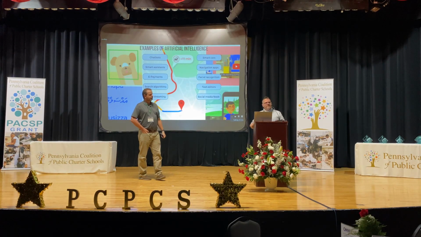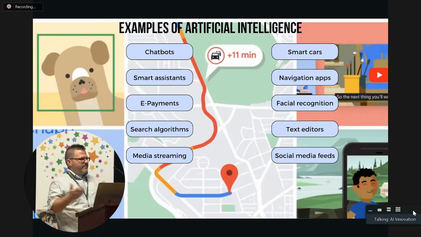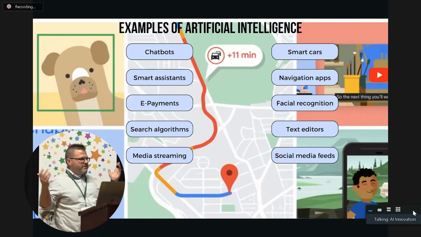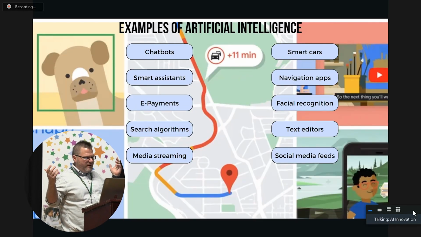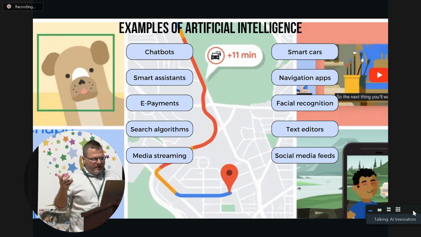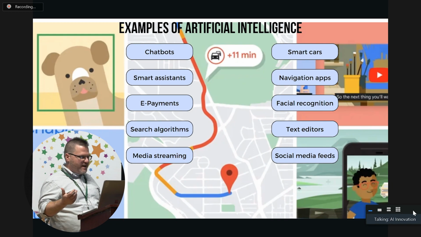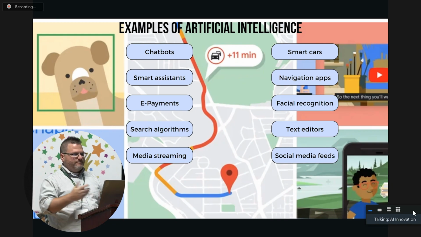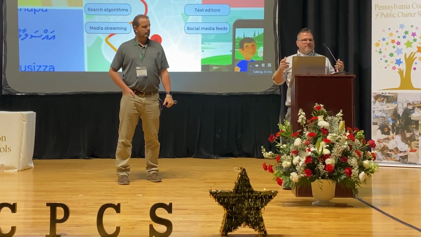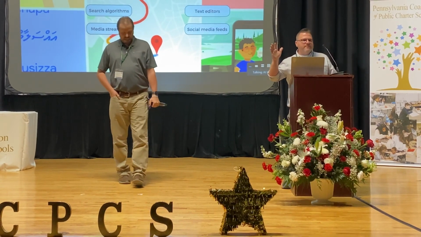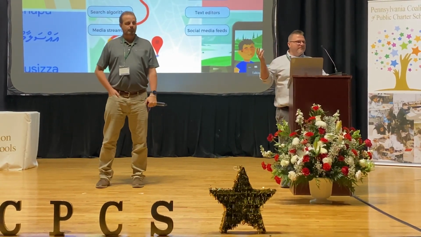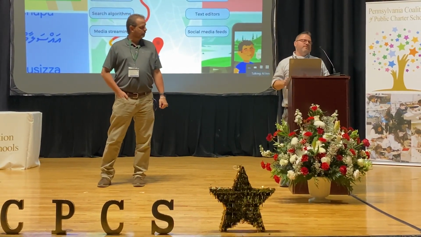So here are some examples of artificial intelligence that have been around our lives for literally the last few decades. Anywhere from chatbots to e-payments and smart cars, navigation apps, text editors. How many of you like the fact that it'll change the incorrect spelling that you have, predictive text and stuff like that? All of this is AI in the background. So don't worry, it's not taking over your lives.